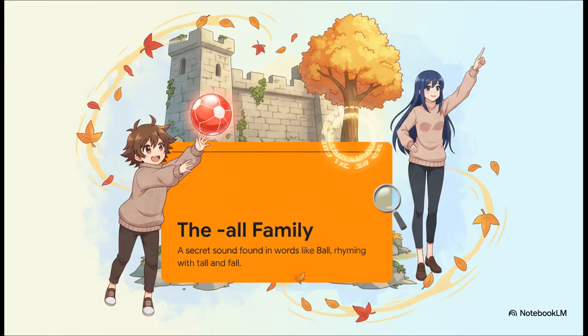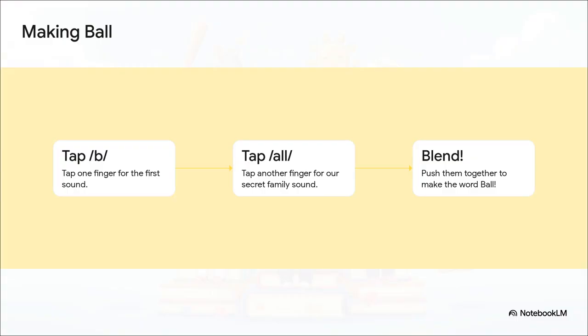So let's transition over to the second family of our briefing. This is the all family. It's a really distinct secret sound found in words that rhyme with tall and fall. And this brilliantly illustrates how we can build a brand new word with this sound. Think of a super bouncy ball. Let's tap it out with our fingers again. Tap for ba, tap for all. Now push them together. Ba, all.